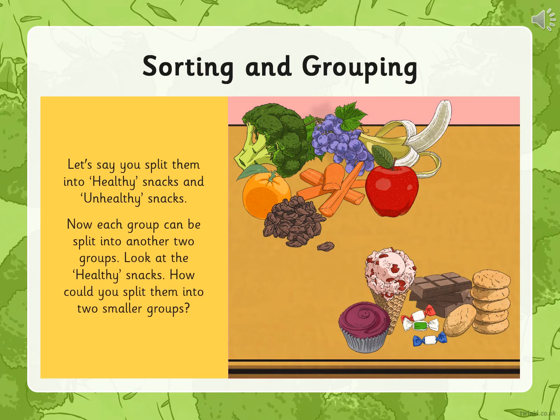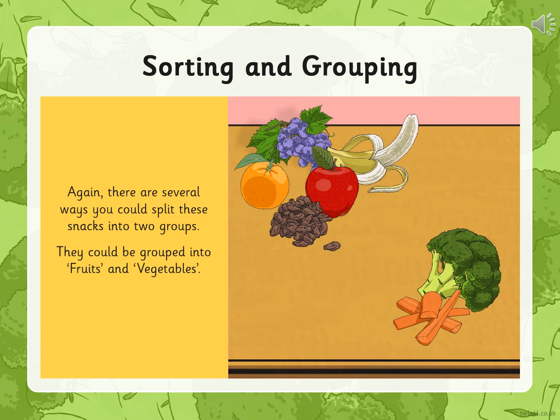Let's say you split them into healthy snacks and unhealthy snacks. Now each group can be split into two other groups. Look at the healthy snacks. How could you split them into two smaller groups? Again, there are several ways you could split these snacks into two groups. They could be grouped into fruit and vegetables.